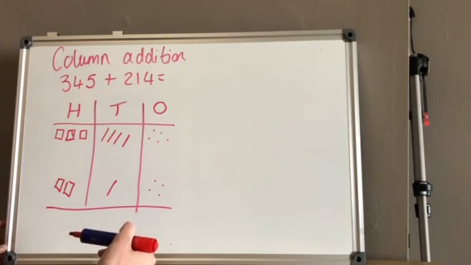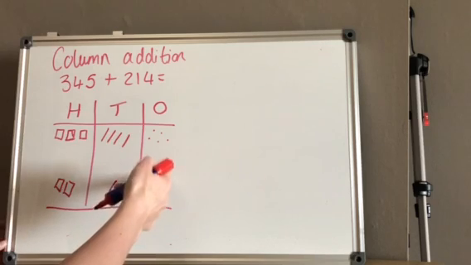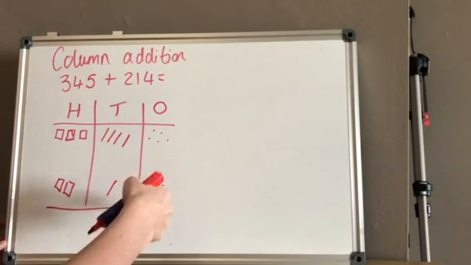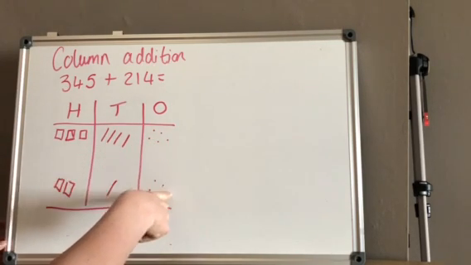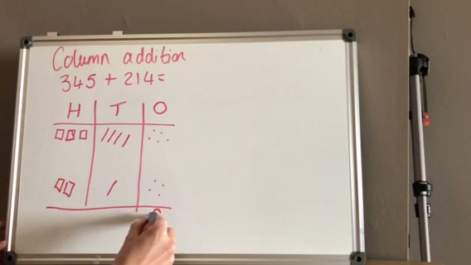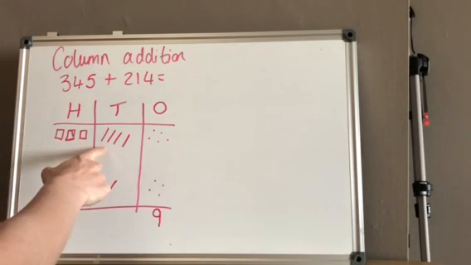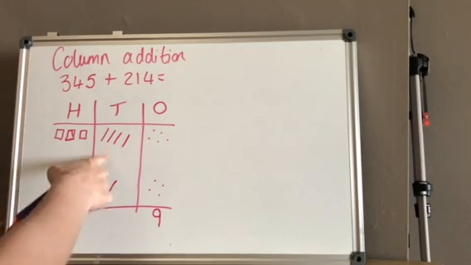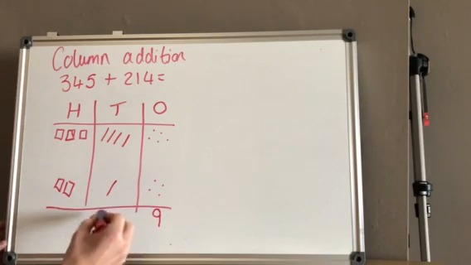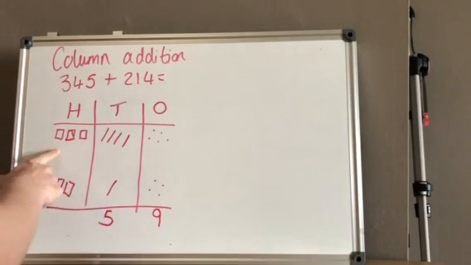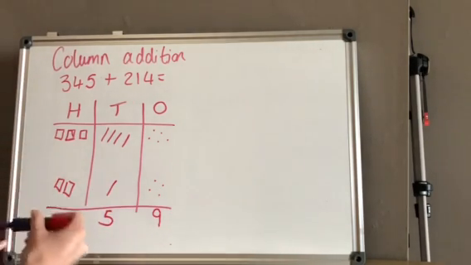And because it's an addition, we'll add up what is in each column, always starting with the ones column on the right hand side. So in total, we've got 5 ones and 4 ones, which would make 9 ones. We've got 5 tens all together with the 4 and the 1. And we've got 5 hundreds all together with the 3 and the 2.